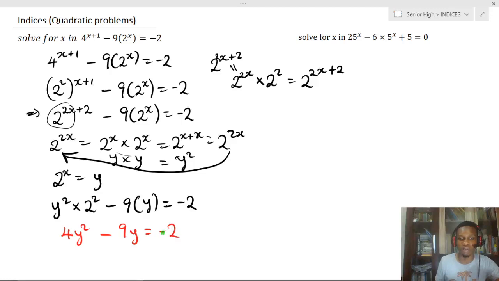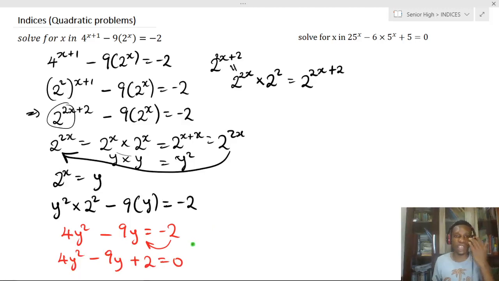You can notice that this is a quadratic equation already, but to complete it, let me bring this to the other side. That will be 4y squared minus 9y plus 2 is equal to 0. I believe it's okay now. So now this looks like a quadratic equation. This was our aim. Our aim was to reduce this into a quadratic equation so that we can solve it using the quadratic formula, either of the formulas we want to use. Now let me wipe off this part and then proceed.